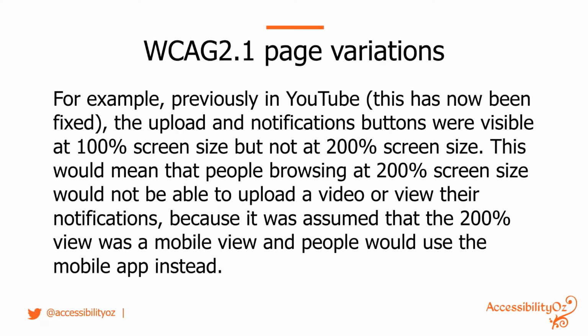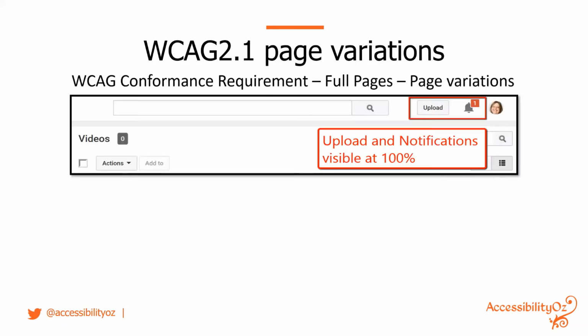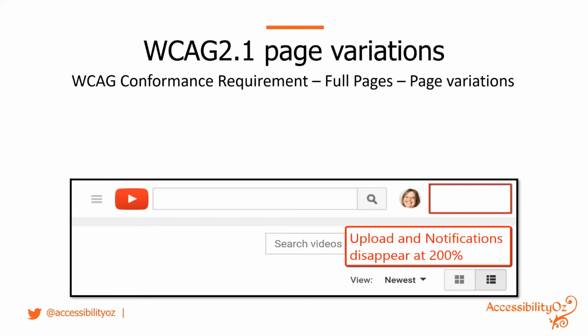And so that meant that people who were using desktop who had low vision and increased their text size weren't able to upload videos. So this is an example here at 100% for YouTube and on desktop, and here you can see upload and notifications are gone at 200% on desktop. So now they have fixed this, and it also works at 400%, which is great.